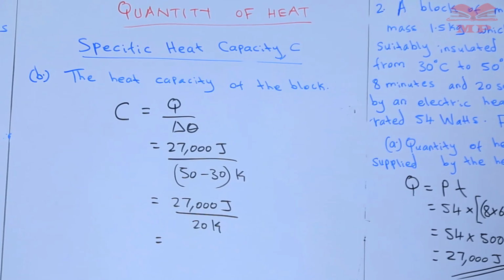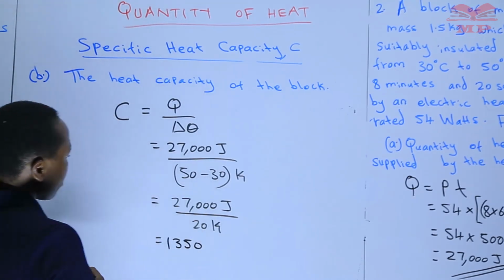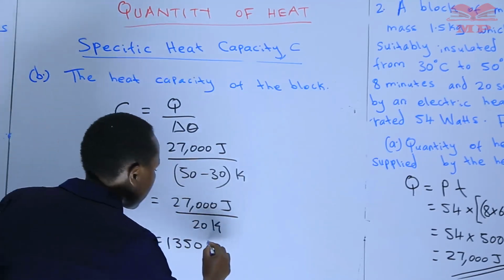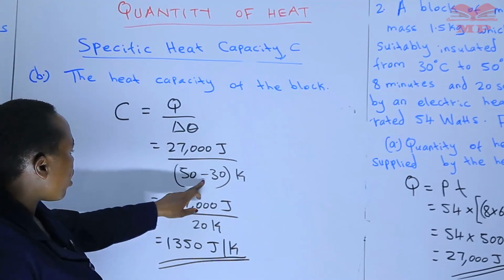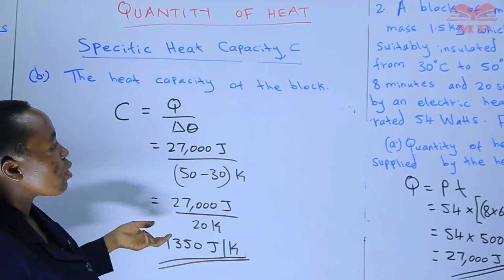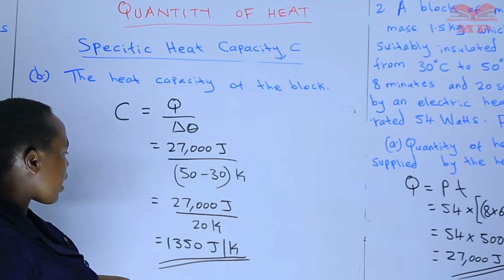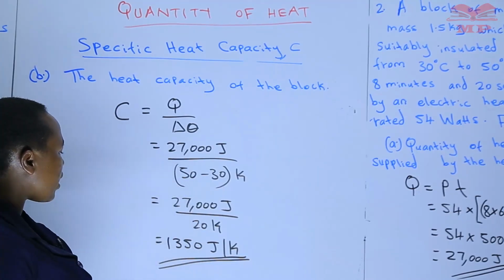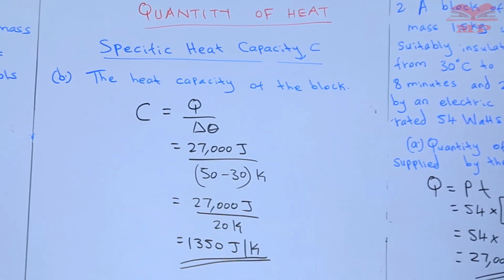So we end up getting our answer for that. That is 27,000. We are dividing by 20, which we get as 1,350. That is the heat capacity, and it is in joules per Kelvin. Remember, we have seen that this change is in Kelvin, which is the SI unit, because even if we get it in degrees Celsius, it's still 20. If we convert it into Kelvin, you still get the same. So we say that it is 20 Kelvin. So when you divide this, you end up getting 1,350 joules per Kelvin.